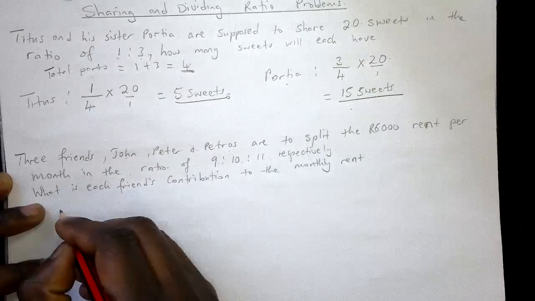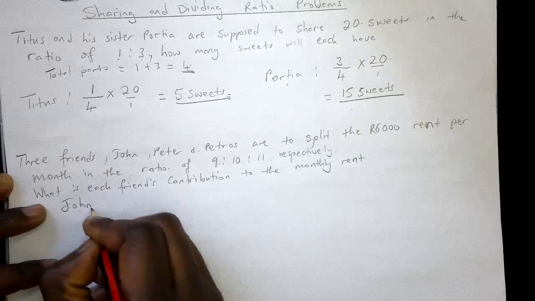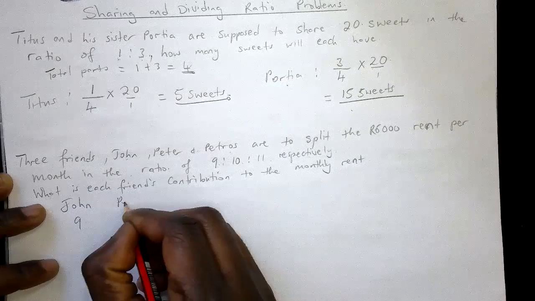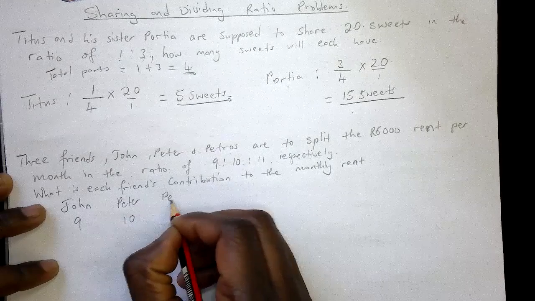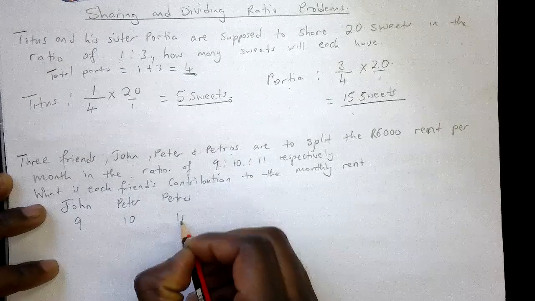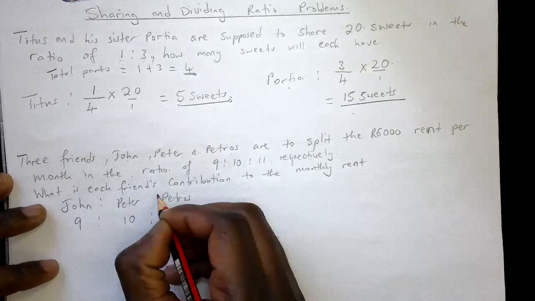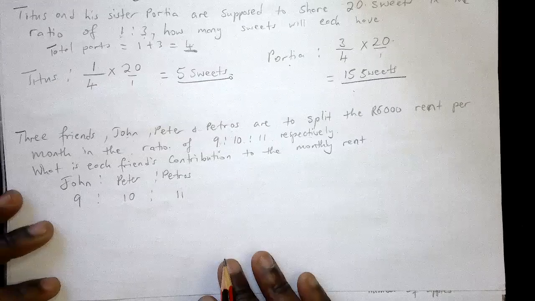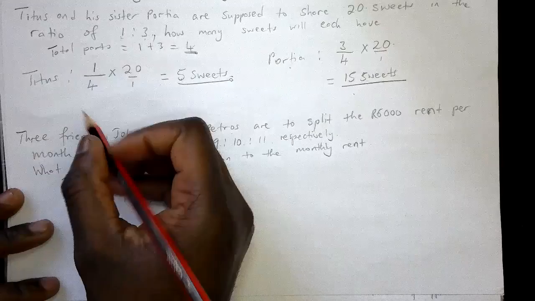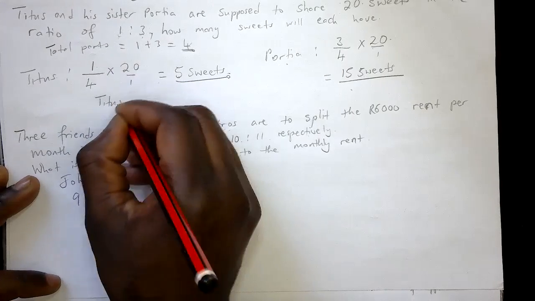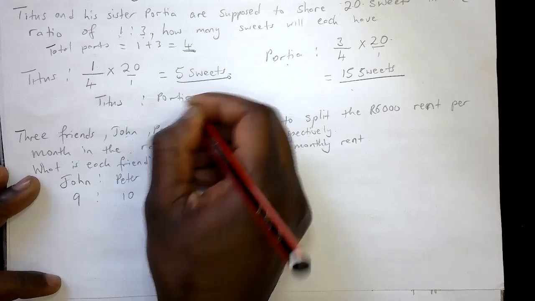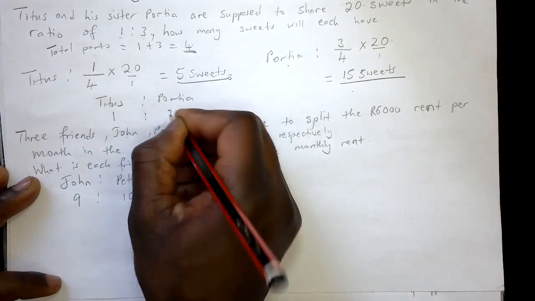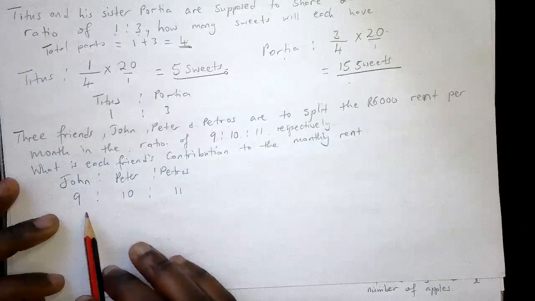So it's John 9, Peter 10, Petros 11. Can you see this? That's what we are saying here. Now, here, what are we going to have? Like for this one, I forgot here, Titus 2, the ratio is 9:10:11. That's what we see here. Then here, what are we going to get now?